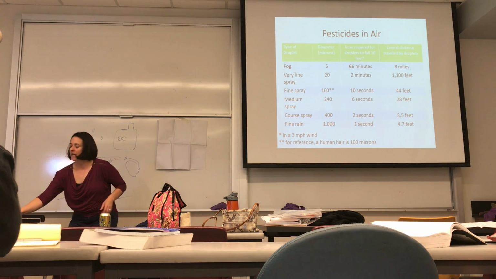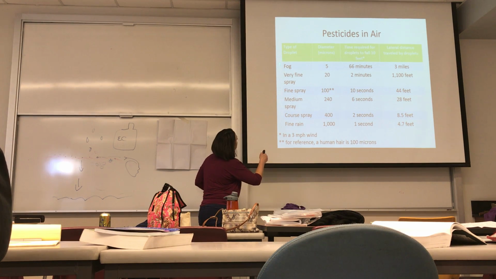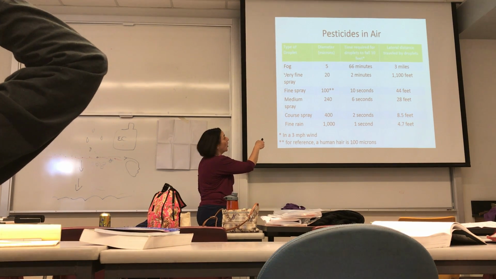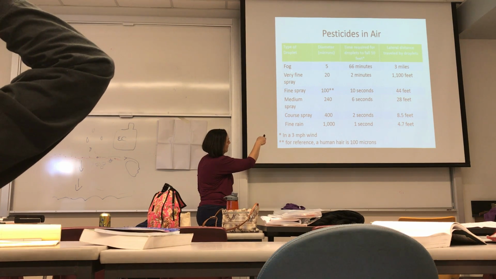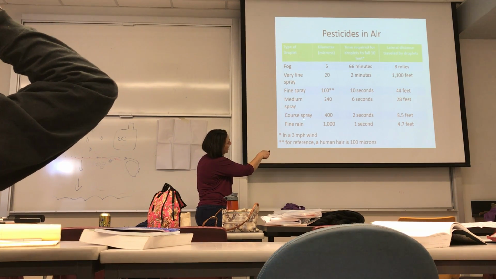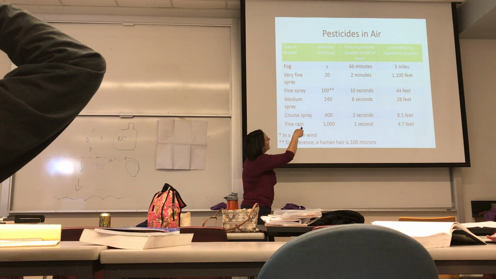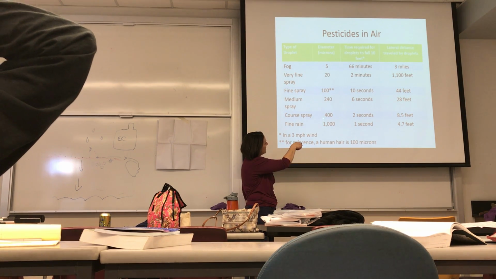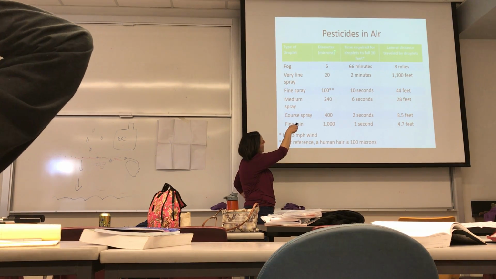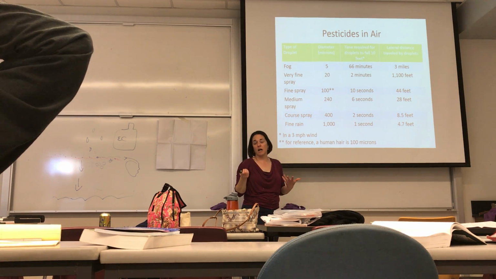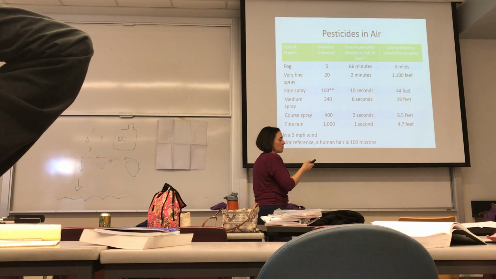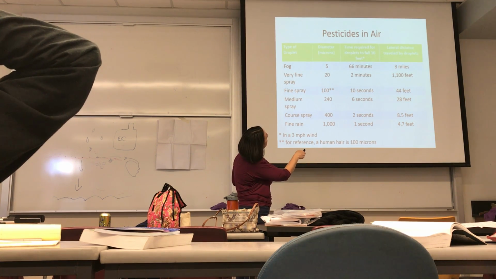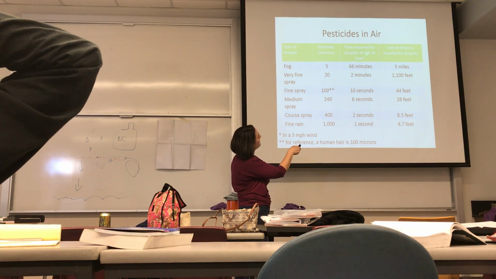What do I have here? Here I have a description of the spray from a very small fog down to a fine mist, all the way to a coarse spray, right? It goes from smallest droplet size to largest, and it's measured in microns. A lot of times we measure droplets in microns. And then, okay, this is the time required for droplets to fall 10 feet, right?